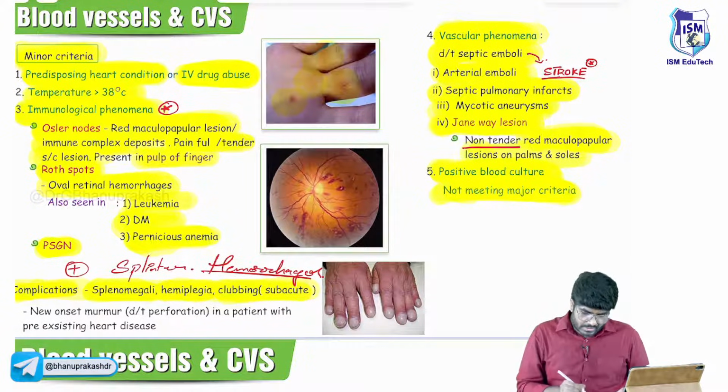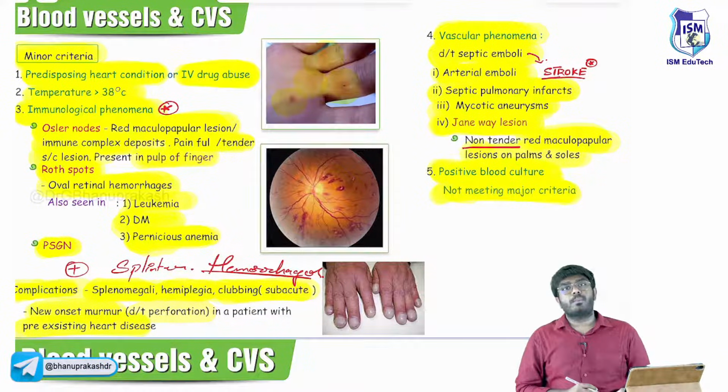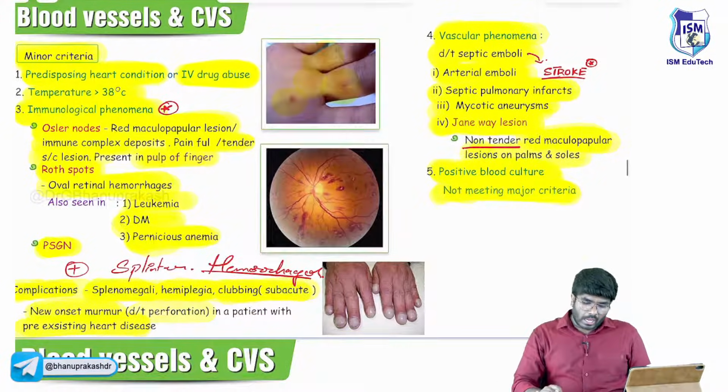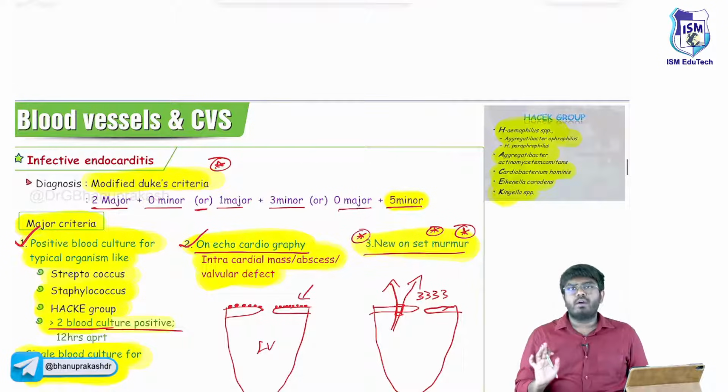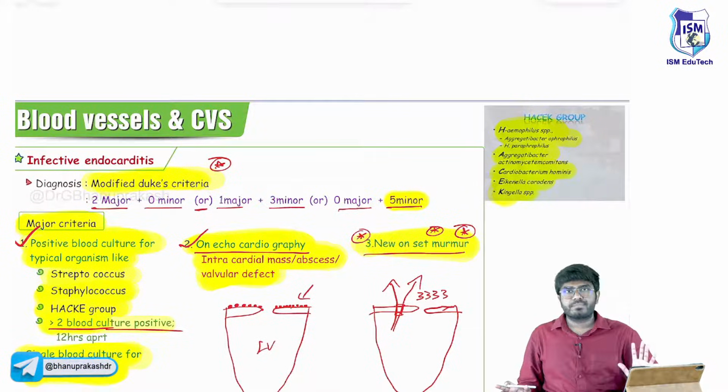You know it, right? And new onset murmur, I have explained, the new onset murmur due to perforation, the valves are going to be damaged. Because of the development of perforation within the valves, there can be regurgitation. That can lead to new onset murmur. So out of these, if you have three major criteria, or at least two minor criteria, yes, done. The patient is having infective endocarditis.